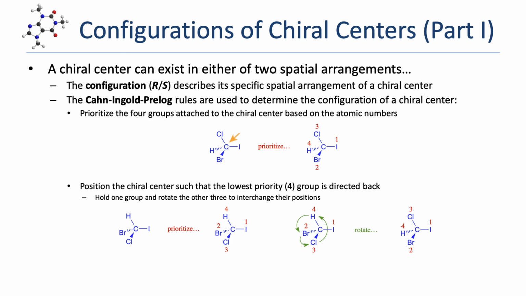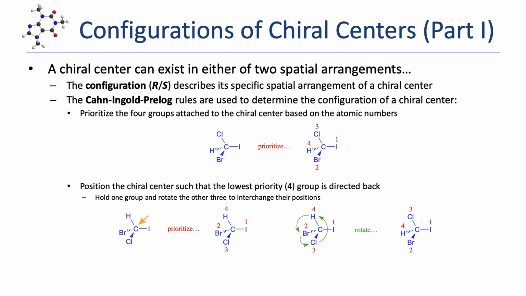So in this example, you can see we have a chiral center with a hydrogen, a chlorine, a bromine, and an iodine. And if we rank those according to atomic number, we would have iodine as 1, bromine as 2, chlorine as 3, and hydrogen as 4. Next, we have to ensure that the 4 group is positioned going back and away from us. In this original example, the 4 group, the hydrogen, is already fading back, right? It's on the dash.